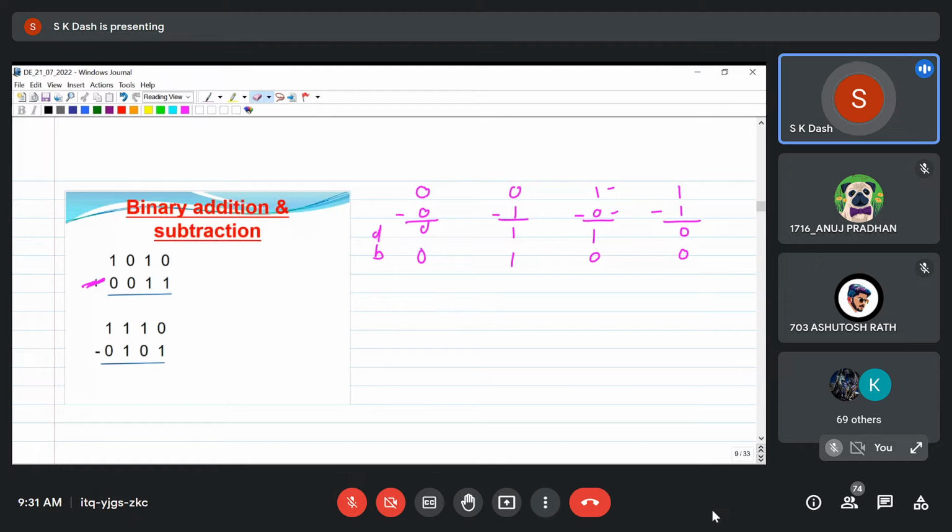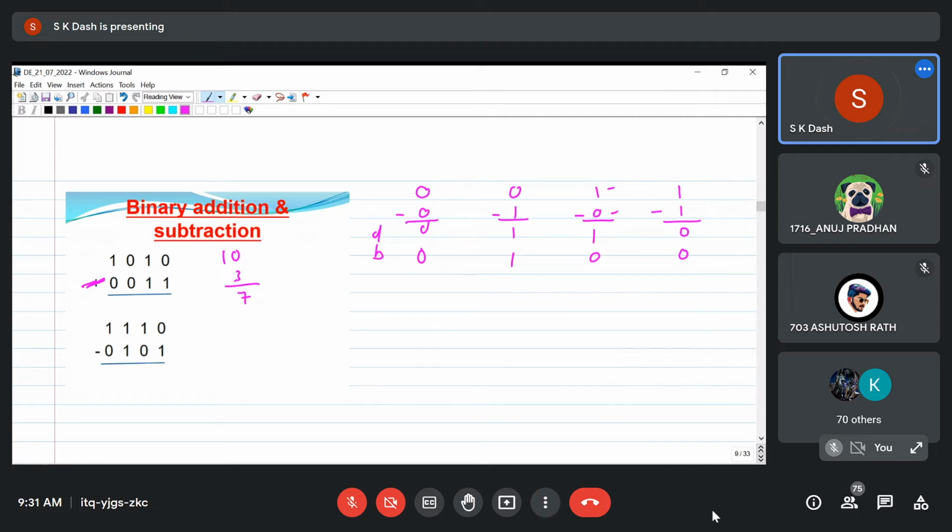Anyone got the result? So this is 1010. This should be 10. 0011, this is 3. It should be 0 0 1 1. Okay. So all of you are getting 0 1 1 1.